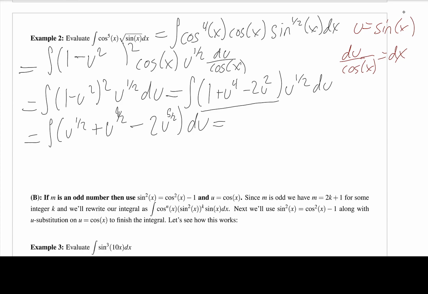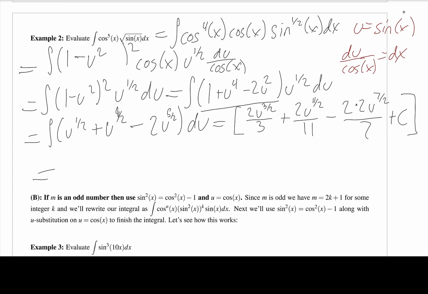Okay, so then we can actually start integrating this. So this becomes 2u to the 3 halves over 3 plus 2u to the 11 halves over 11 minus 2, oh, this is going to be annoying. So it's going to be 2 times 2 times u to the 7 halves over 7 plus c.